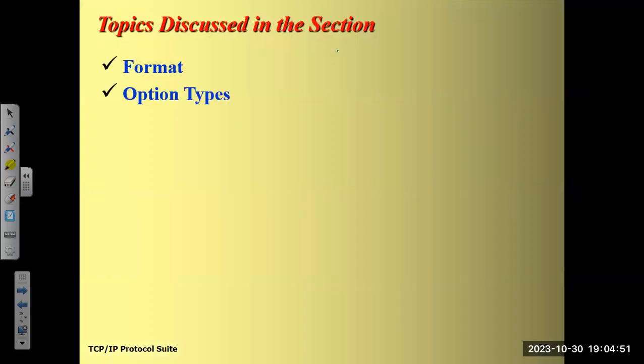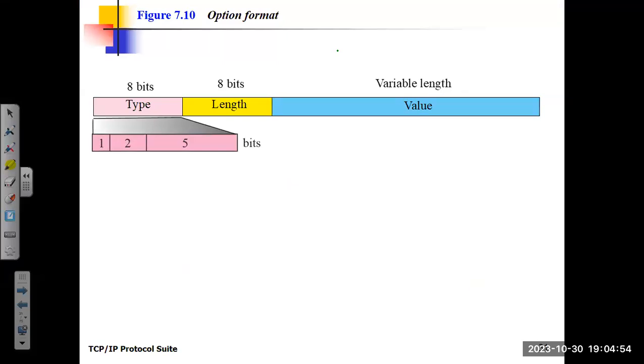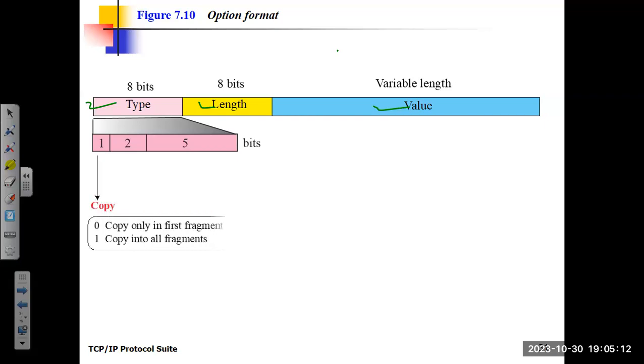So how do you divide it? Same thing, remember, we will have another 11 section. You divide it into the type of the option, the length, and a value based on what type of function or option you have, all right? So the first bit is either 0 or 1. When it's 0, that means it's only added to the first fragment. So it's not copied. Only the first fragment has this option. You can't copy it to the others. If it's 1, that means this option is copied to all of the fragments. If you have 1 or 2 or 3 or 10, all of them will have the same flag.